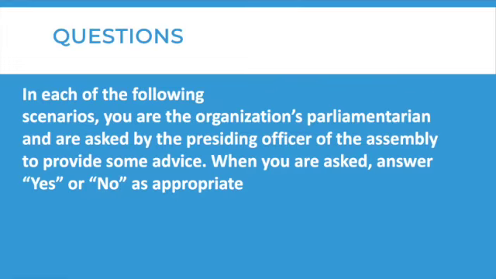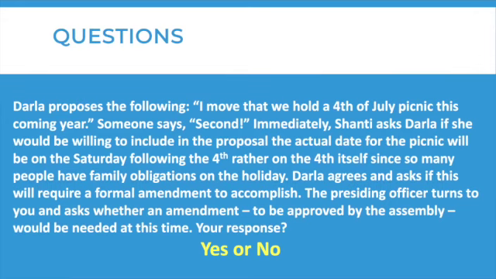So in the next following questions, you are the organization's parliamentarian, and you are asked by the presiding officer of the assembly to provide some advice. And you got to remember, that's what parliamentarians are usually there for, to give advice. So when you are asked, you're going to give an answer of yes or no as appropriate. So looking at the scenario, and this is based on the scenario, not what you have experienced in your own meetings, based on what the scenario says.